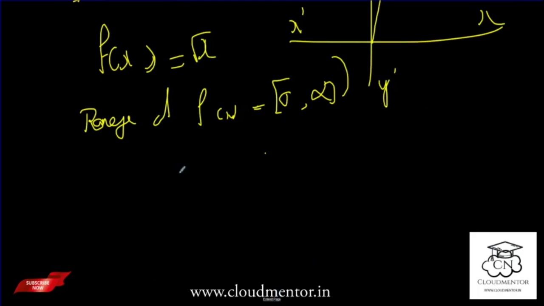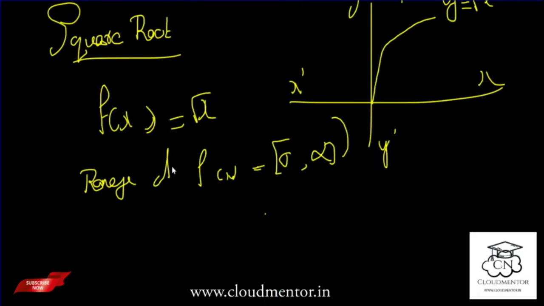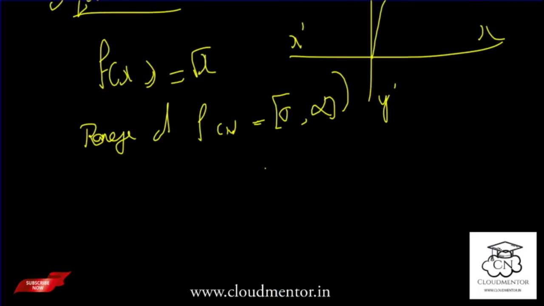The domain is the positive real numbers. The domain is plus R. I have already told that the domain is plus R.